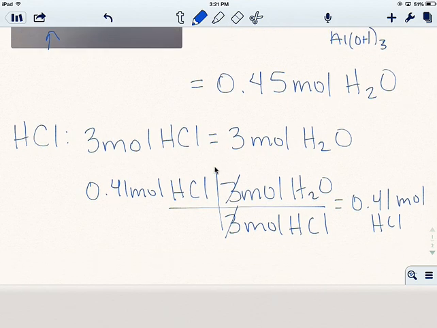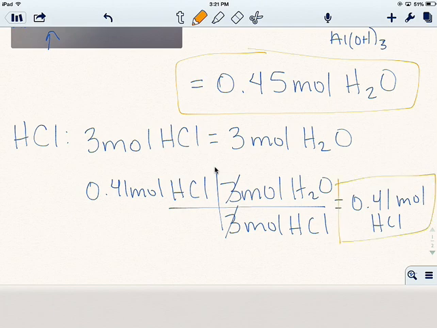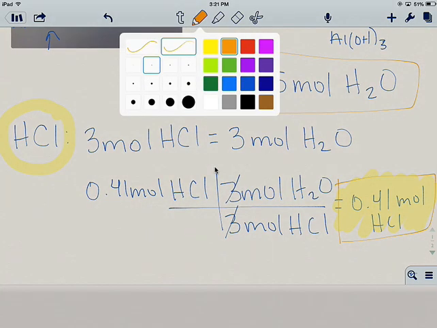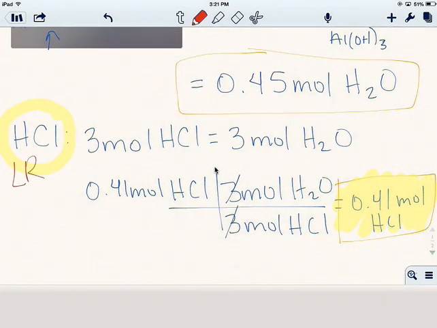Now that I have these two numbers, we have these two numbers to compare to see which one gives us the smallest amount. Of course, it's this one. This number is smaller than 0.45, which tells me that HCl is my limiting reactant. That is our limiting reactant, which answers question A. Remember, we have 4 parts, so that answers question A: hydrochloric acid is the limiting reactant.